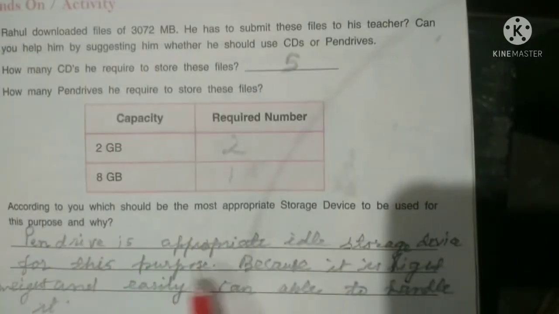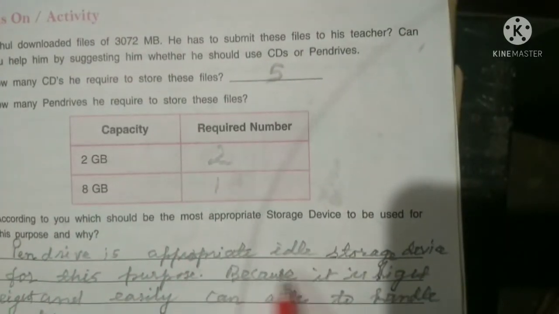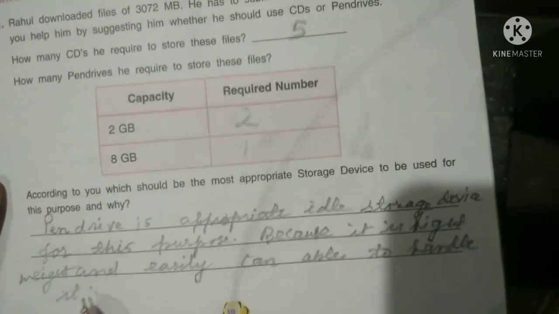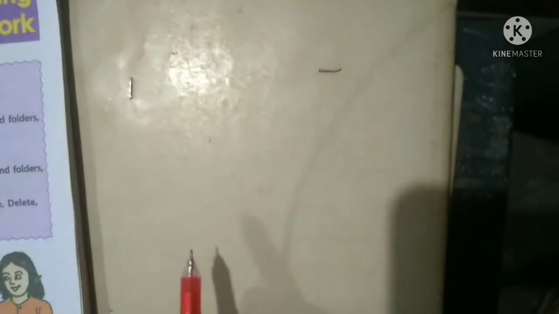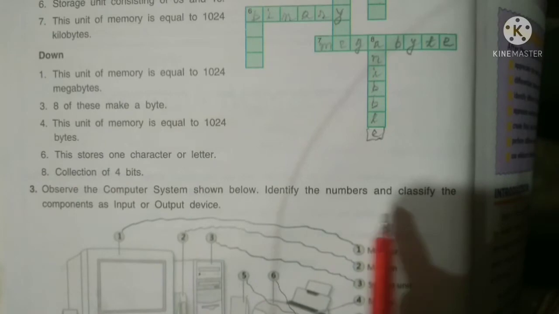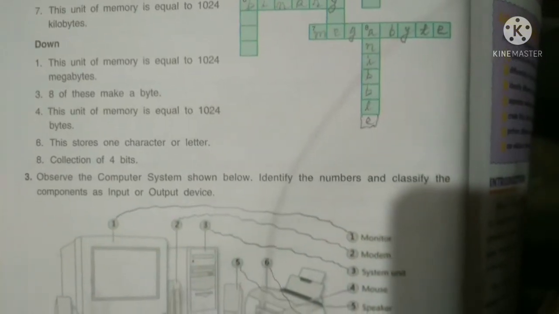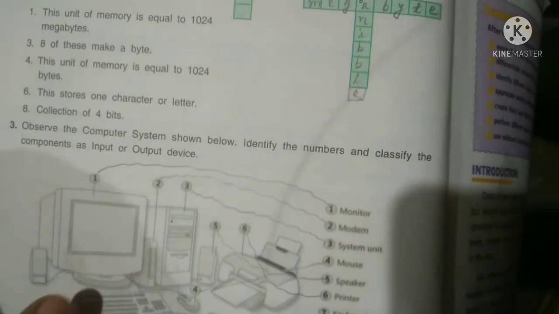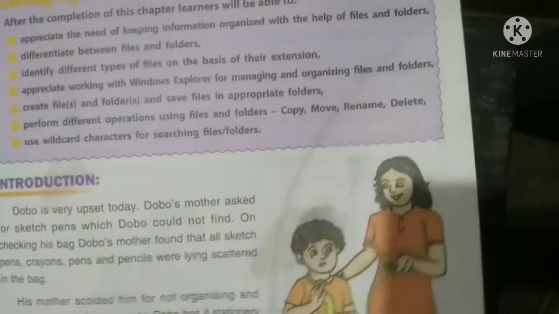Pen drive is appropriate. Pen drive is an ideal storage device for this purpose because it is lightweight and can easily be handled. Question: observe the computer systems shown below. Identify the numbers and classify the components as input or output devices. Already given: monitor, modem, system unit, mouse, speaker, printer, keyboard, etc. You may observe all these things. This is chapter 1. Now question answer.